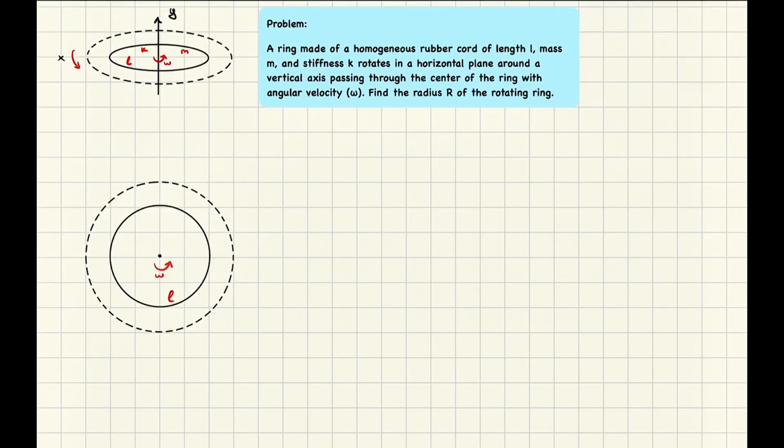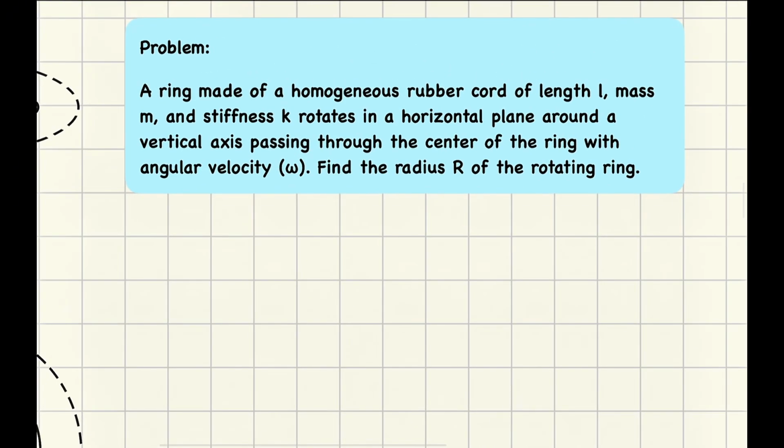Okay, good day friends. Today we are going to solve this problem, which is a ring made of homogeneous rubber core of length L, mass m, and stiffness k rotates in a horizontal plane around a vertical axis passing through the center of a ring with angular velocity omega. Find the radius r of the rotating ring.